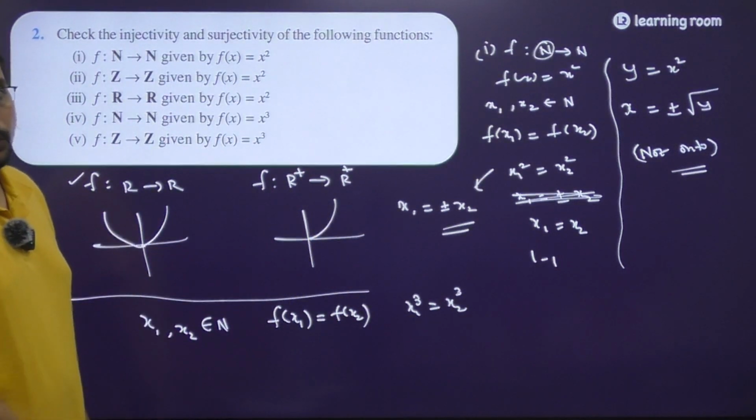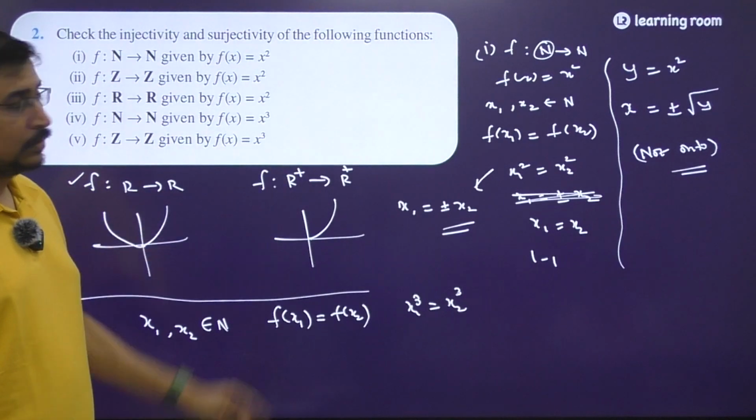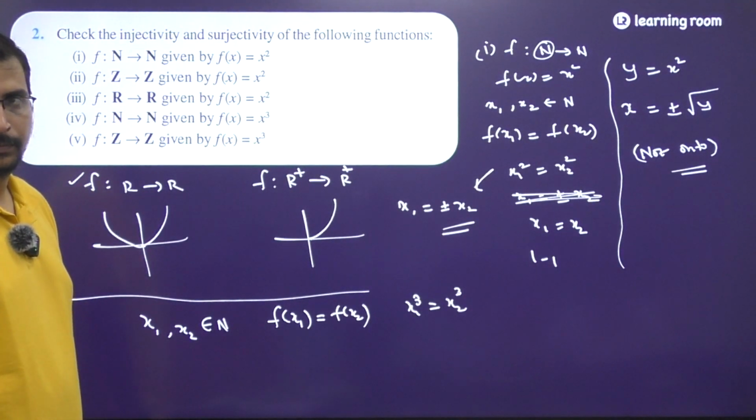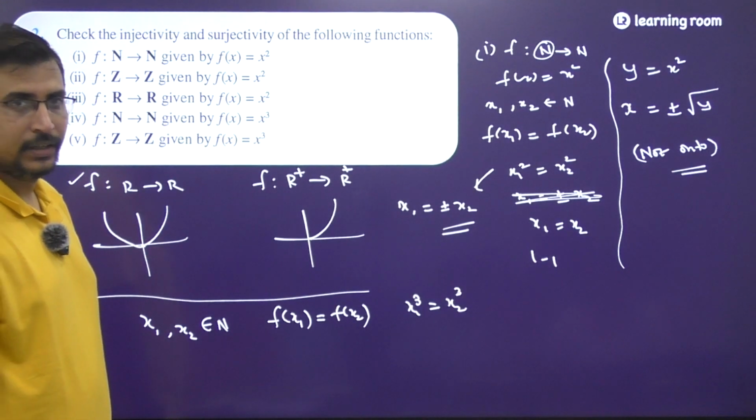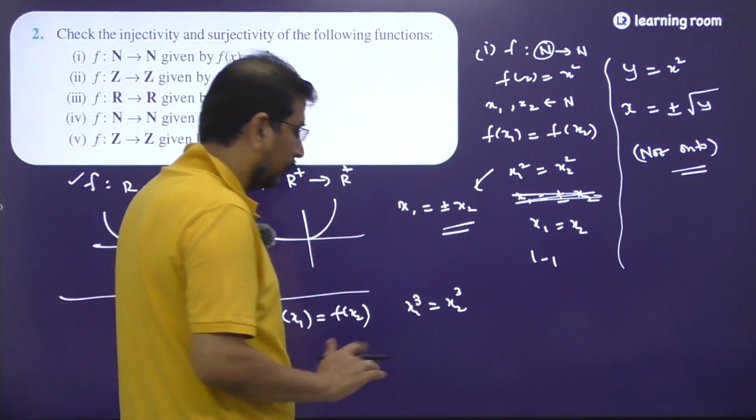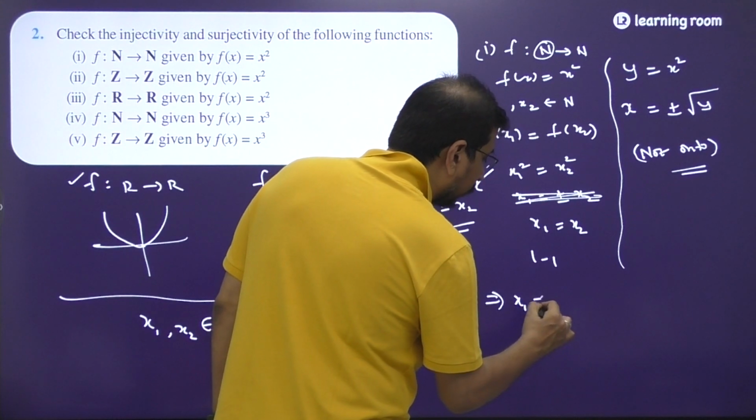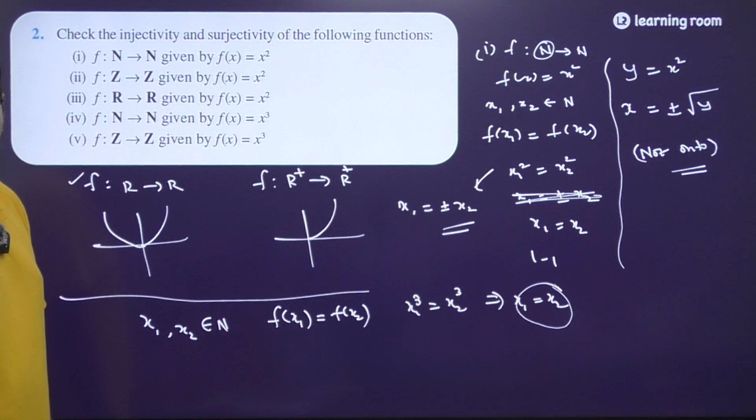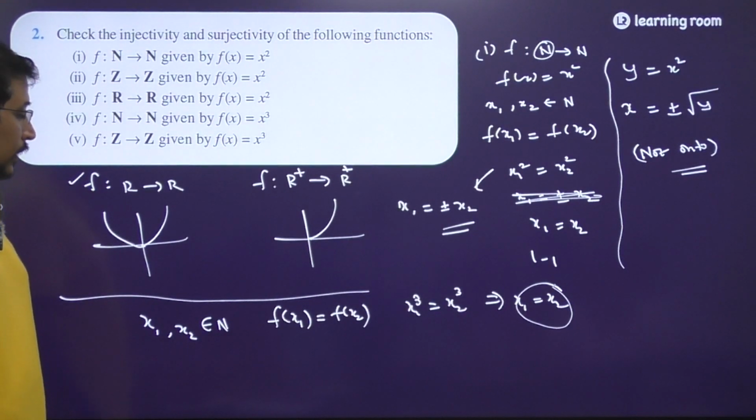When you take the cube root on both the sides, unlike the square root and the fourth root, you will not get plus or minus. You will only get either plus or either minus. So from this, what can you conclude? x1 is equal to x2. Hence, it's a one-one function. Then what about onto?